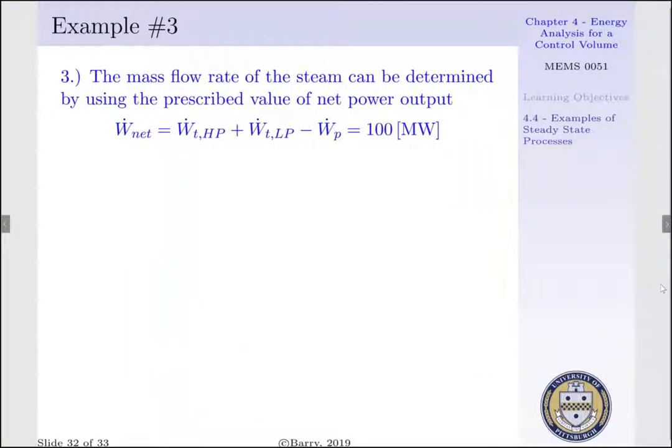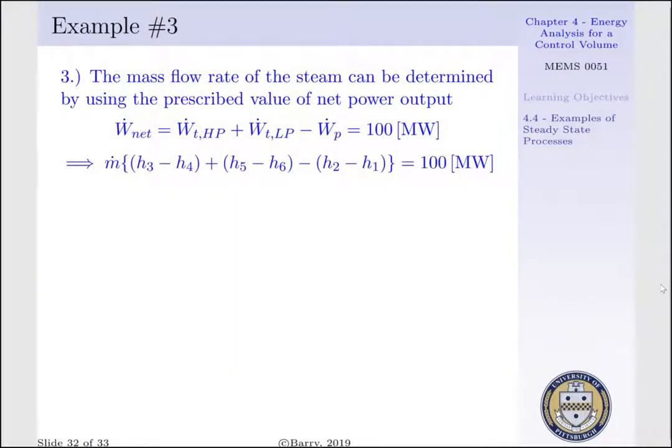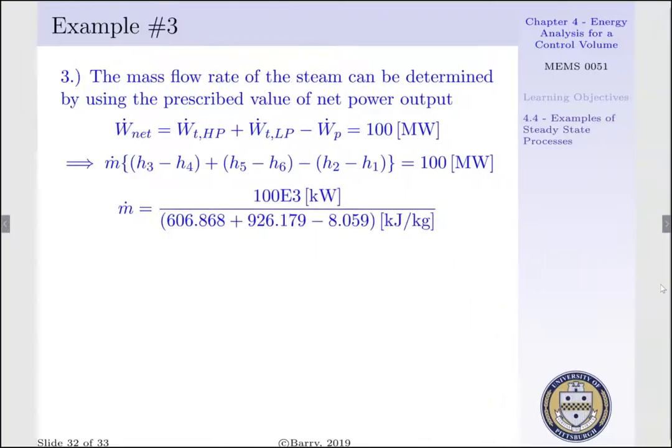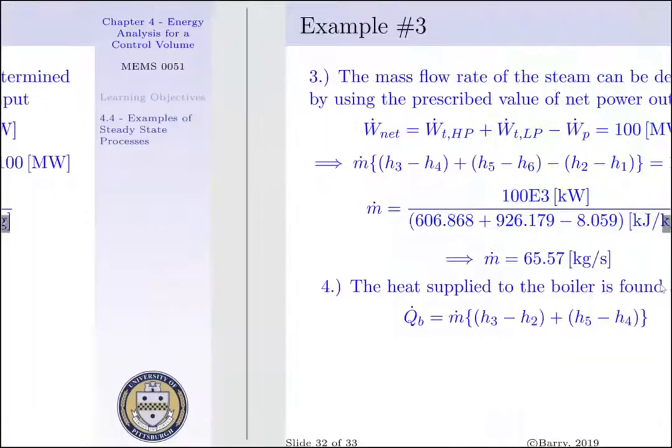Our mass flow rate of the steam can be determined via our net work out, which includes our high-pressure and low-pressure turbine work. Thus, m dot times H3 less H4 plus H5 less H6 minus H2 less H1 should be equal to 100 megawatts. Solving for the mass flow rate of the steam within our system, we get a value of 65.57 kilograms per second, which is less than our superheated cycle.